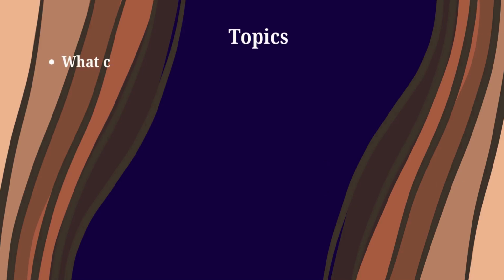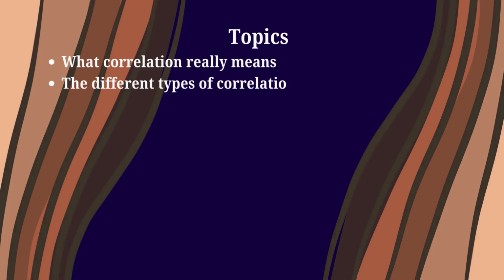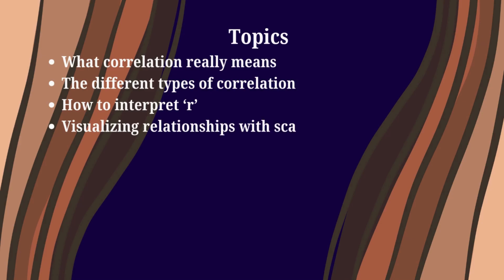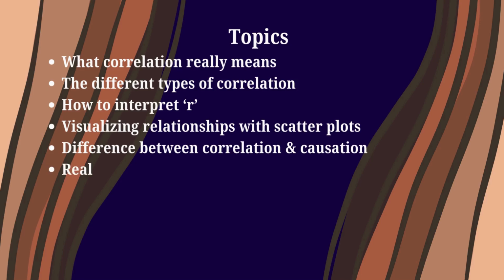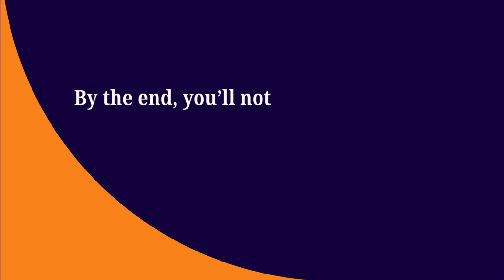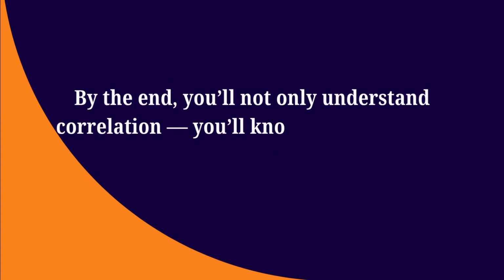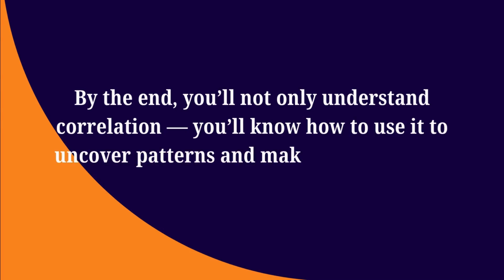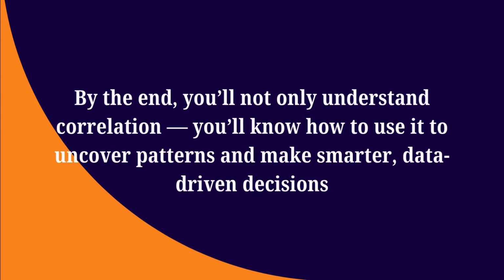In today's video, we will learn what correlation really means, different types of correlation, how to interpret the correlation coefficient R, how to visualize relationships with scatter plots, the difference between correlation and causation, real-world examples in business, finance, and healthcare, and some common mistakes to avoid. By the end, you will not only understand correlation, you will know how to use it to uncover patterns and make smarter data-driven decisions. So, let's start with the basics.